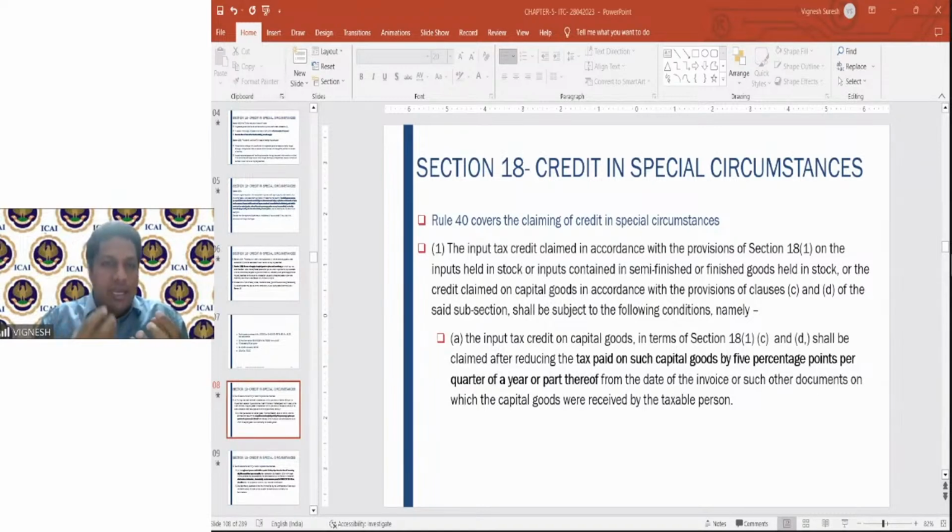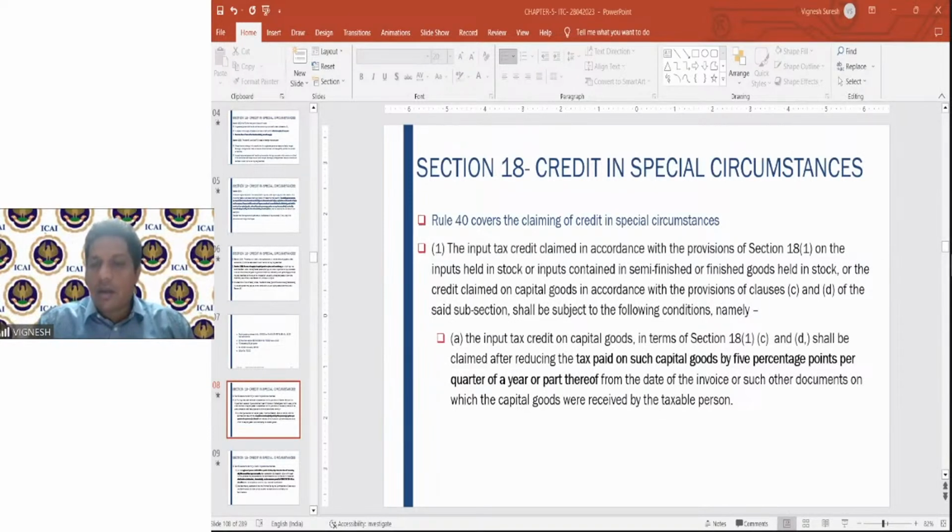We have to value the capital goods. From there, we have to reduce the respective percentage points and claim the respective ITC. This is as per the rule, a separate procedure altogether. This does not depend on the GSTR-1 filing and the 2B, because that will come only once you are in the regular scheme or once you become registered under GST. Once you see the rules, you'll be able to understand.